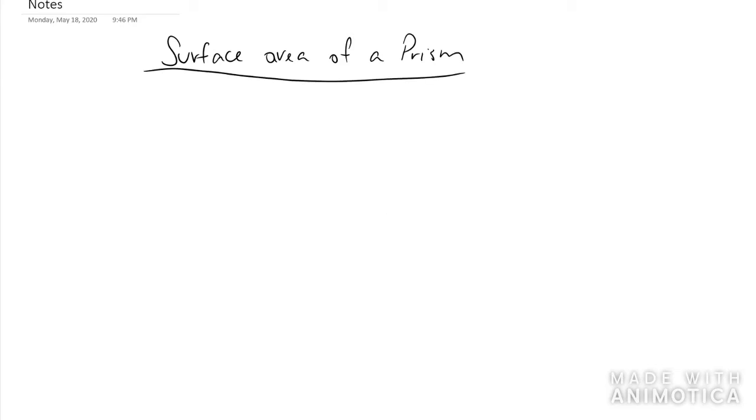Hey guys, so this week we're going to be utilizing what we did last week with nets, but this week what we're going to be doing is the surface area of a prism. So when I talk about a prism, I'm generally talking about either a rectangular prism or a triangular prism.